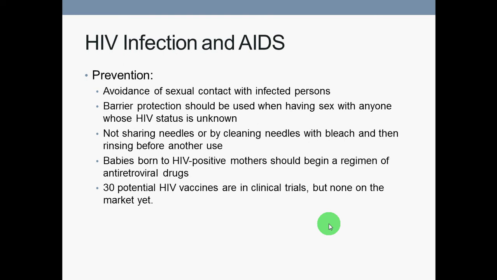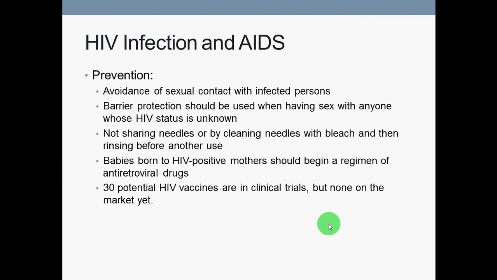Ways that we tell people to prevent infection with HIV is of course, avoid sexual contact with those people that we know have HIV. And if it's unavoidable, try to use barriers like condoms, every single time. Especially if you don't know the HIV status of the person that you're having sexual contact with. Not sharing needles, so intravenous drug users, for example, should have clean needles, or they should be disinfected before using them.